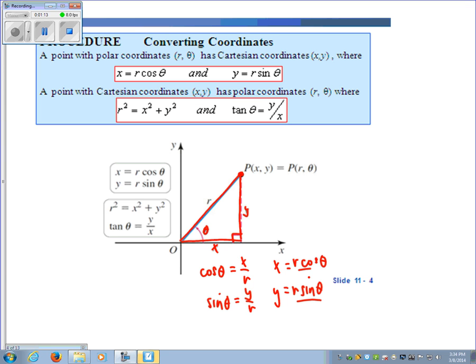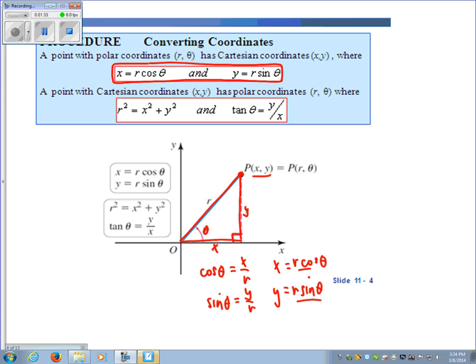Okay, so now the coordinates of this point are either x, y, or they're r, theta. And the relationship between the r and the theta and the x and the y are given by these formulas. So x is r cosine and y is r sine. So if you're given r and theta, you can use those formulas to get the x and the y.